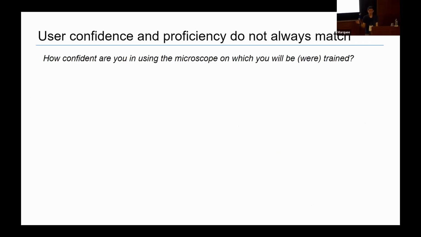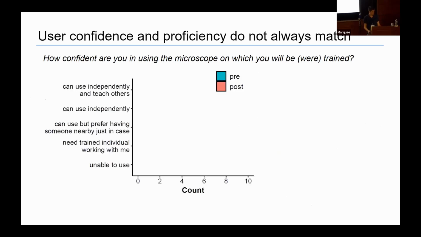But we didn't just ask practical things. We also asked about student attitudes. So we asked questions like, for example, how confident are you in the microscope on which you will be or were trained? What's your confidence level? And the students could respond however they felt about the microscope. And now the colors are referring to pre versus post training surveys here.